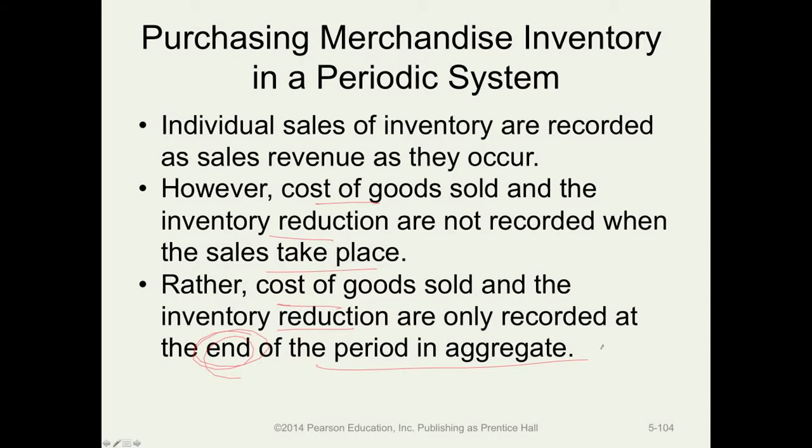On a periodic basis, however, on a pure periodic system, you cannot get that information until the end of the period, and you count physical inventory and use the cost of goods sold formula as we mentioned earlier in this chapter. Now, there is use for the periodic system. Sometimes companies will use a hybrid. They will use perpetual to control their inventory, but periodic for external reporting.